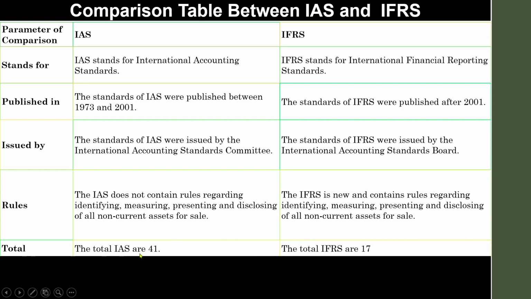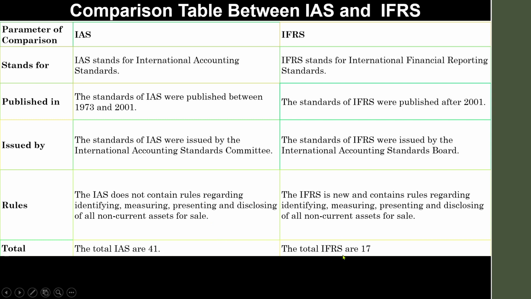Now, because these are the older standards, there are a total of 41 International Accounting Standards, whereas there are a total of 17 IFRS standards. So kindly go through the home pages of these two sites. You can go to the IFRS site, or the International Accounting Standards Board's official site, to see the total number of standards, or you can use Google to find the total International Accounting Standards and total IFRS standards.